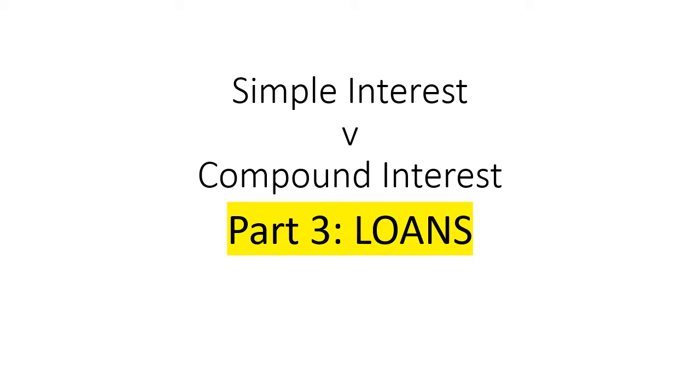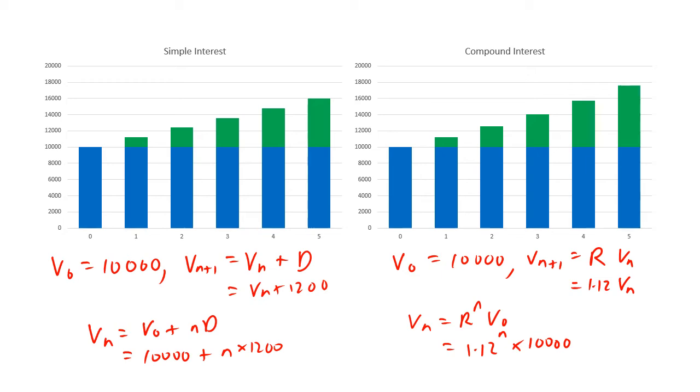Now, when we're looking at simple interest versus compound interest, we're now going to look at loans. So let's have a bit of a recap between simple interest and compound interest. We can see that in both cases we started with a loan of 10,000, straight across here. So that's our V0, and at V0 the principal stays the same the whole time.